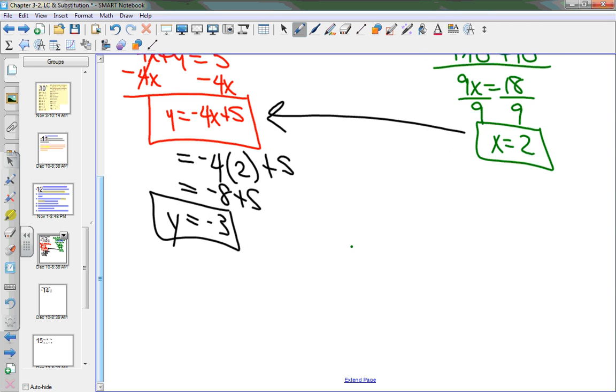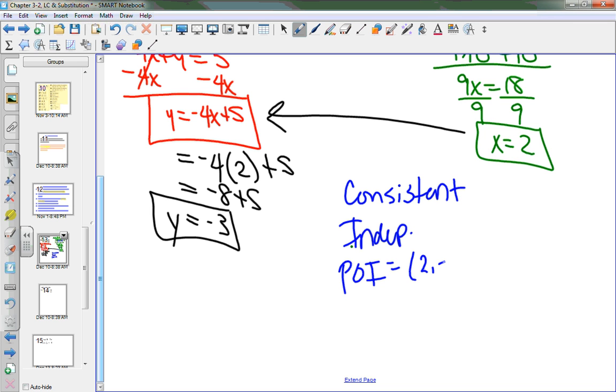So my question to you right now is this: is this system a consistent system, meaning they intersect, or an inconsistent system, meaning they do not intersect? They're consistent, because they do intersect. And is it an independent system, meaning it intersects at one point, or is it a dependent system, meaning it intersects at many points? Independent. And I'm going to have one POI. And what is that point of intersection? 2, negative 3.